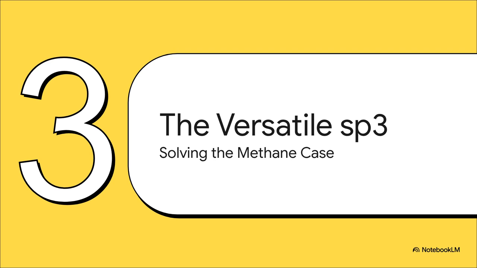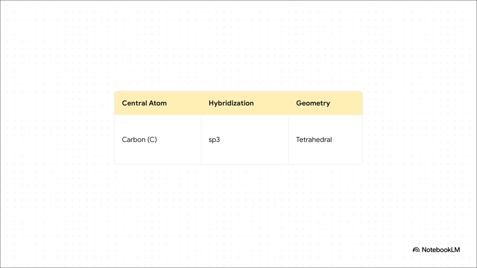Okay, we've got the tools. We understand SP and SP2. It's time to return to our original crime scene and see if we can finally crack the case of the methane mystery. So here we are, back with methane. Our central carbon atom needs to form 4 bonds. So what does it do?